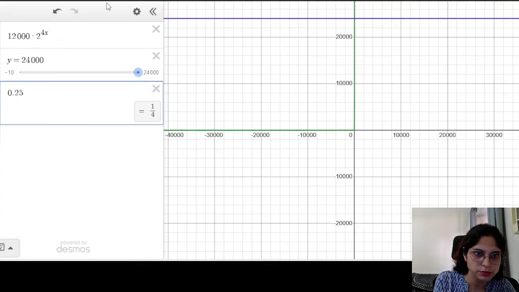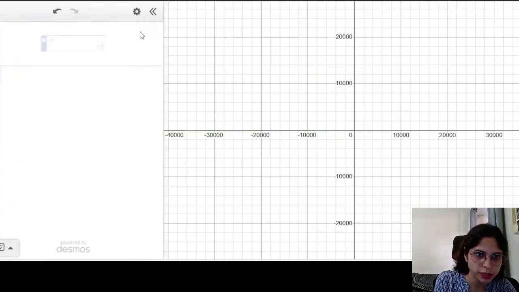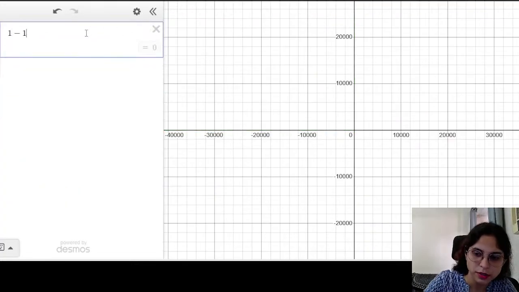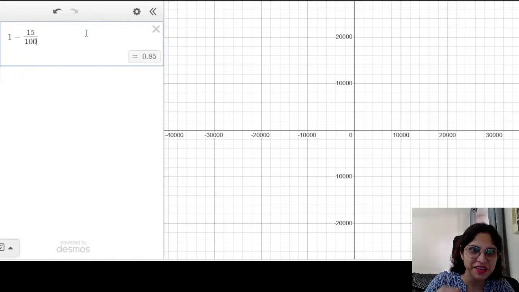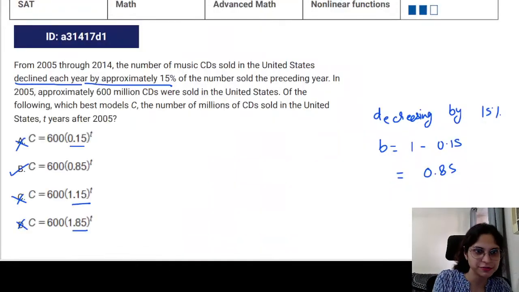You can also go to Desmos after you know the formula, and you can just write 1 minus. Over here, do not write parentheses because it is dividing 15 by 100. You will get 0.85. Next is question number 43. That will be on page number 44.